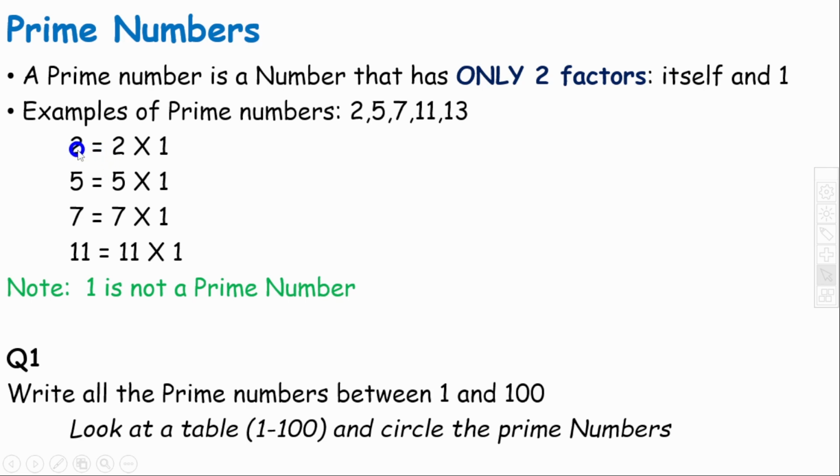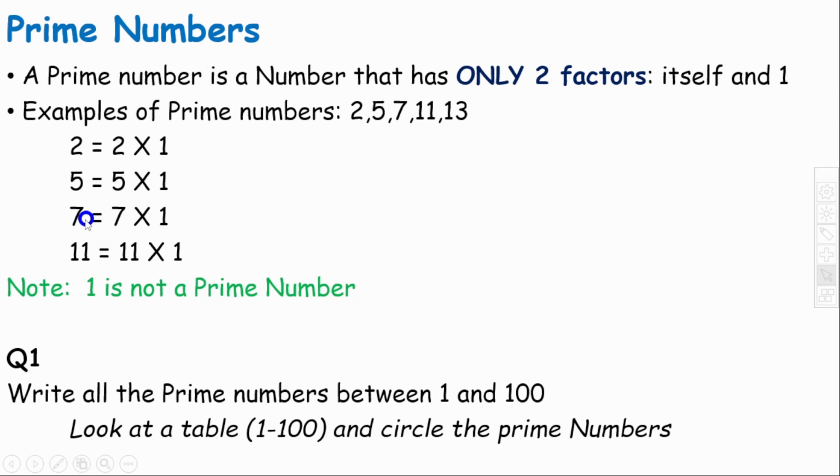2. What are the numbers you can multiply together to give you 2? 2 times 1, and that is the only thing you can multiply together to give you 2. Only itself and 1 are the only two factors that it has. 5 is equal to 5 times 1. You can only get 5 by 5 times 1, as it has only two factors.